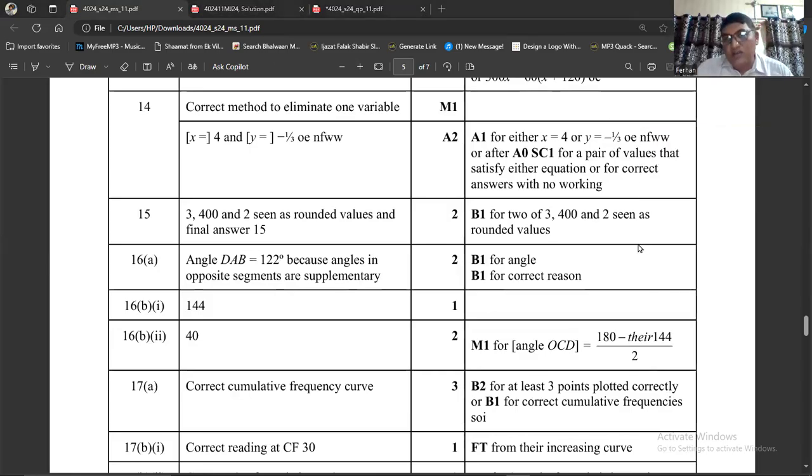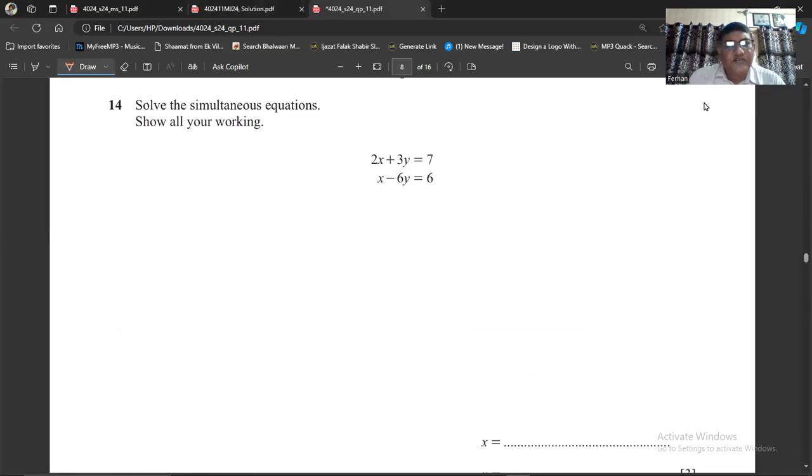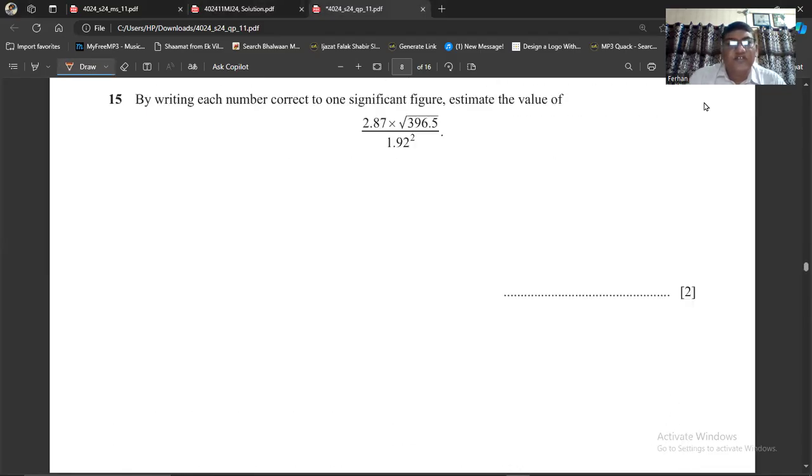Okay, so I hope that this is visible to you. Question 14 was a 3 marks question. So on your screen, question number 15: by writing each number correct to one significant figure, estimate the value of 2.87 multiplied by the square root of 396.5, divided by 1.92 squared.